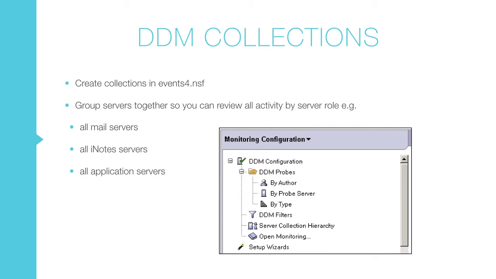If I want to have a look at whether I have any mail problems, I want to group all the mail servers together. Then I can see a whole history of, okay, this server is having a problem routing mail, which is why this server is backing up mail. I can see all those things together. So it makes sense to create a collection hierarchy to group those servers together.